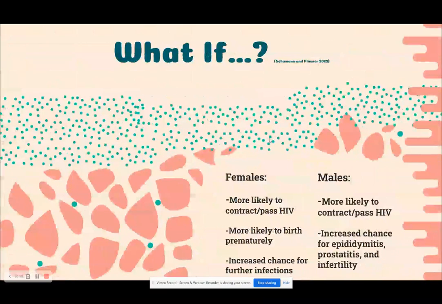Having learned all this, though, I was still curious as to what would happen if somebody who has had trich never got treated for it. And what I learned was pretty shocking. Both males and females who have trich but don't get treated for it are more likely to contract or pass HIV, whereas males are more likely to have an increased chance for epididymitis, prostatitis, and infertility, whereas females are more likely to have a premature birth or have an increased chance for further infections outside of just trich.